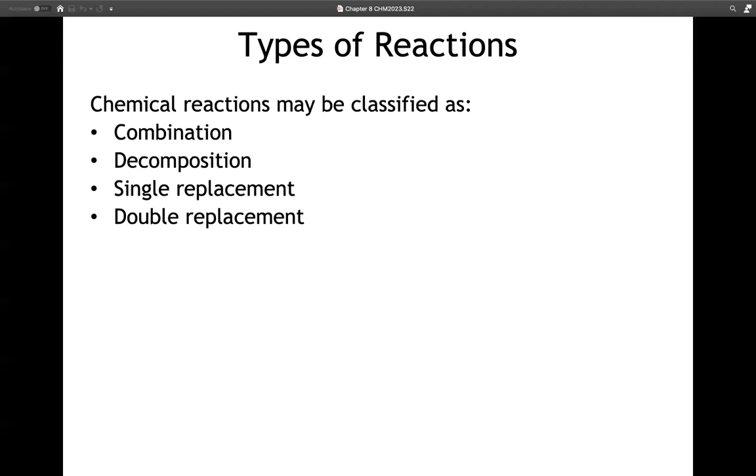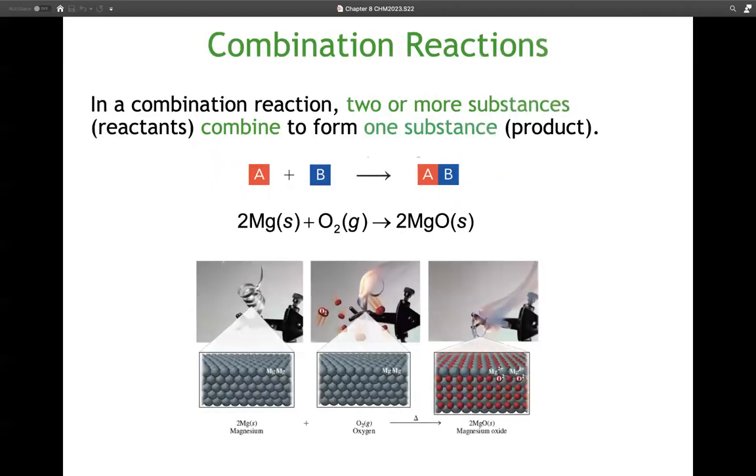For single and double displacement or replacement reactions, thinking about cations and anions will be very useful. And then we have combustion reactions, when something like fuel reacts with oxygen in air. Can we identify combustion reactions? Typically, the products involve water, carbon dioxide, and energy or heat. All right, so let's take a look at the first type, combination reaction.